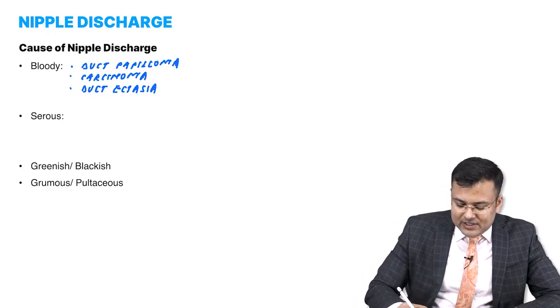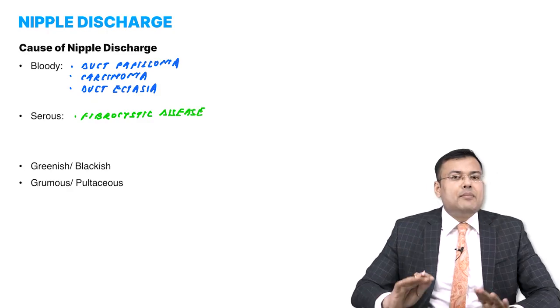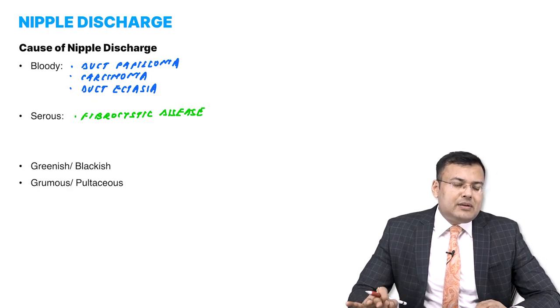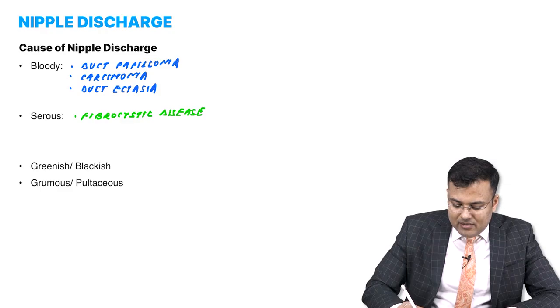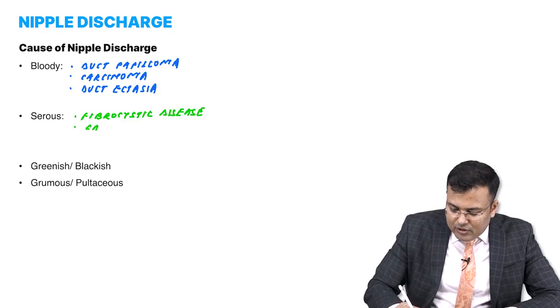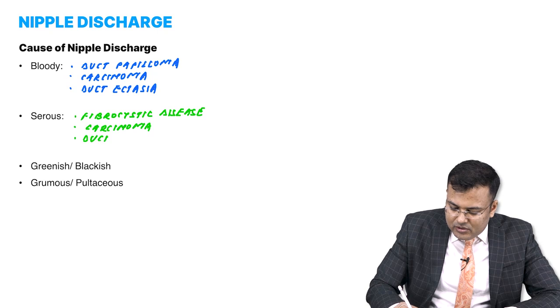So serous nipple discharge, what's the most common cause? It's very important. It is fibrocystic disease, and in this case the discharge is from multiple ducts. There is associated bilateral cyclical mastalgia, right? What are the other causes? It can be caused by carcinoma also, and it can be caused by duct ectasia also. So other causes are carcinoma and duct ectasia.